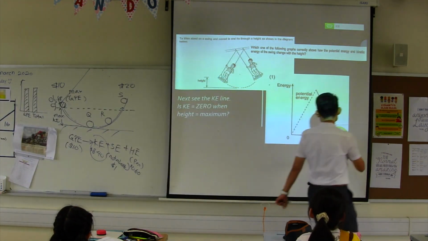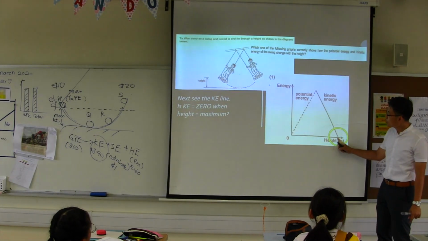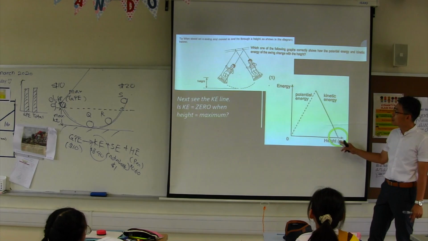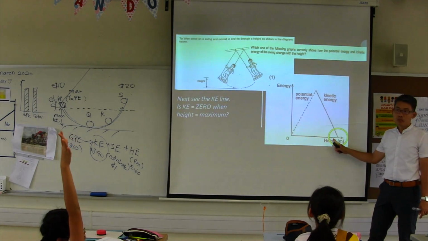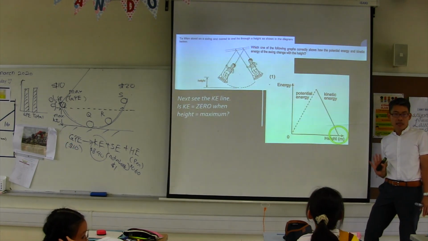Right. So who thinks this is correct? When the height increases, all the way to the highest point, the highest point, K equals zero. Who thinks this part is correct? Okay, this part is correct. This is all correct. Who did not raise their hand?